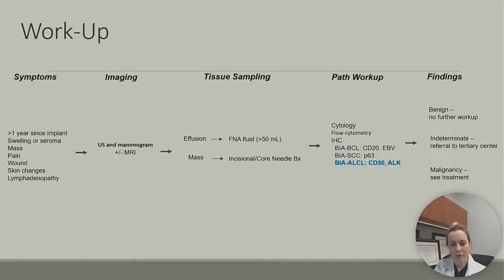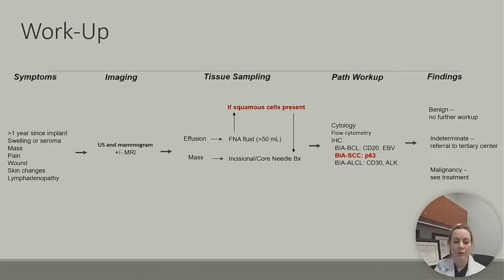We know that markers for ALCL include CD30 positive and ALK negative. We know that common B-cell markers include CD20 and Epstein-Barr virus. And if squamous cells are seen, staining for P63 should be done. One thing I do want to make note of on this slide is that it's possible to see squamous cells on fluid aspiration, but that does not allow you to distinguish between benign squamous metaplasia and invasive disease.